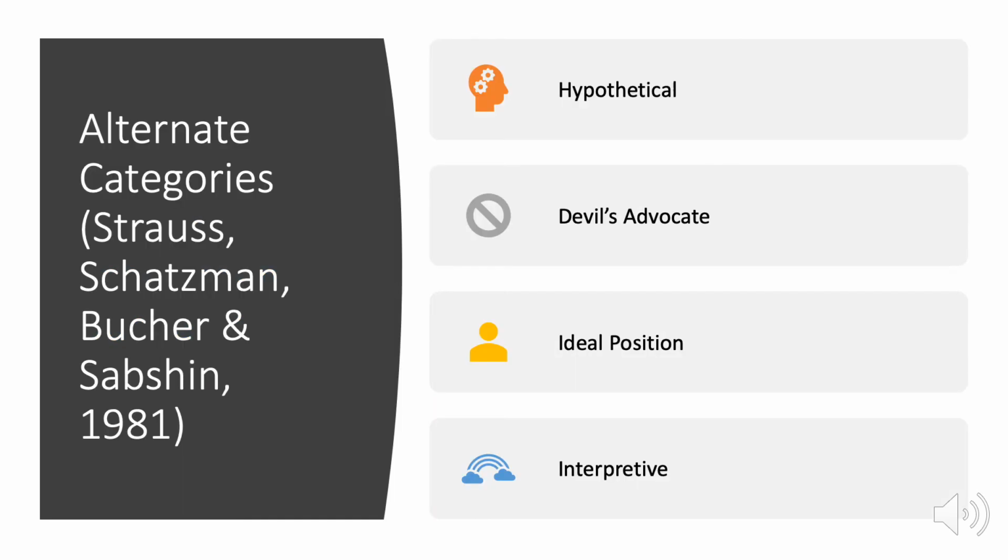There are some other categories of questions that may be appropriate depending on your interview topic. Sometimes we would ask a hypothetical question. So like, you might start with imagine a certain scenario and then ask them to respond. You can have a devil's advocate question where you present a contrarian point of view and ask them to respond to that. You could ask about the ideal position, so kind of the opposite of devil's advocate, like in a perfect world, which is kind of like a hypothetical as well, and interpretive questions. So asking people to interpret some piece of information or some perspective.